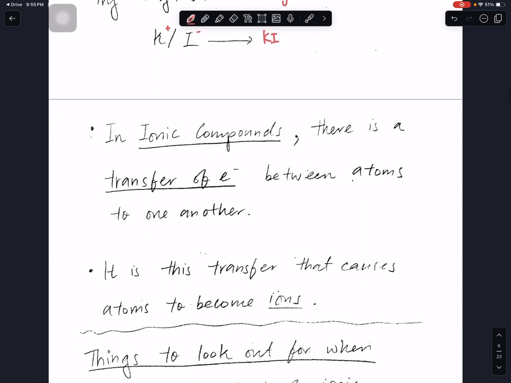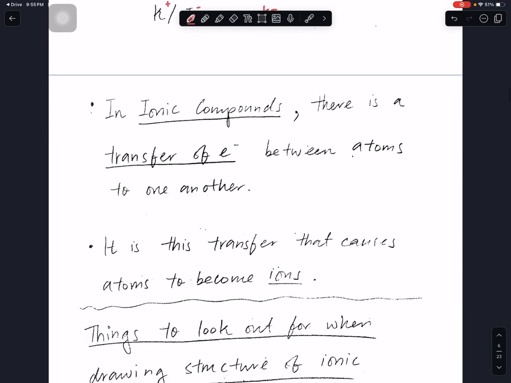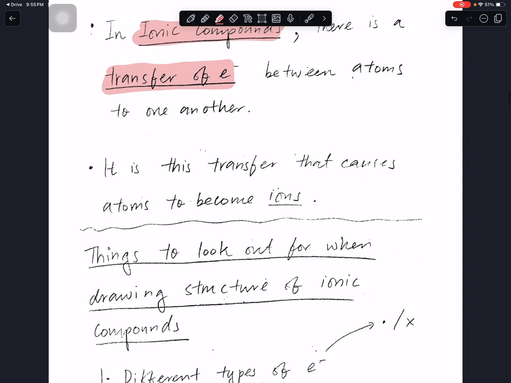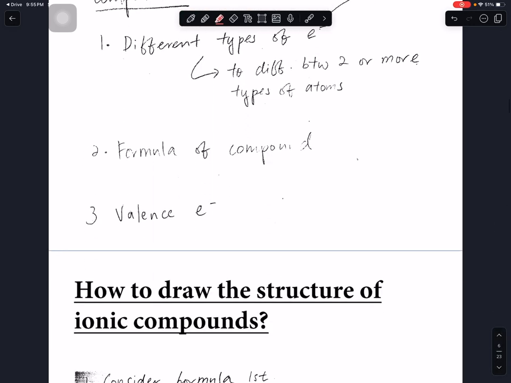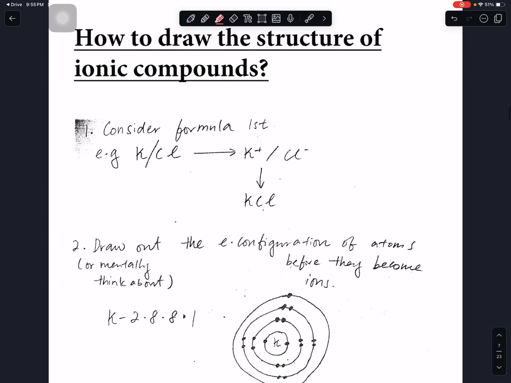Okay, if all is good, let's take a look here. To summarize ionic compounds for you, in ionic compounds, somebody will gain, somebody will lose electrons. So in that sense, there will be a transfer of electrons from one atom to another. Now I'm going to show you a little bit of drawing. So you can come to this page here.